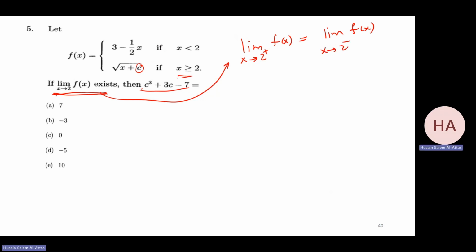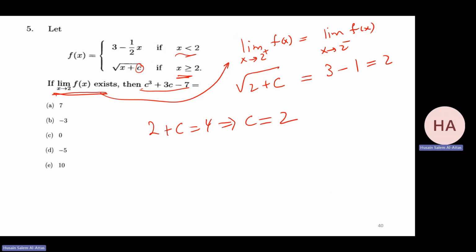From the right, I am here, just substitute. You have square root of 2 plus C. From the left, I am here, just substitute. You have 3 minus 2 times half, which is 2. Square both sides. You have 2 plus C equals 4. That means C equals what?